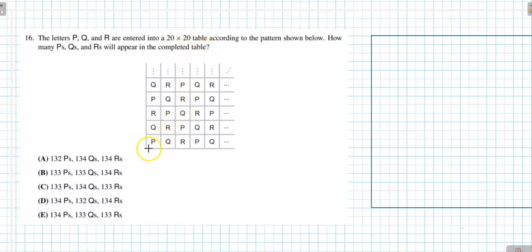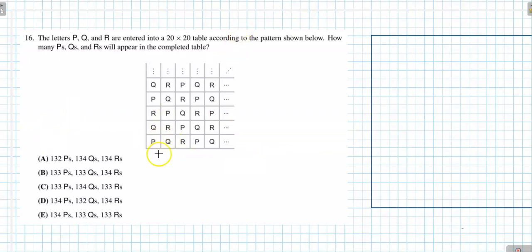So we are going to start from the bottom left corner. It's going to start with PQR, PQR. This pattern will continue from here, it will go PQR, PQR as well. So we can think of this one PQR as a set, a chunk. So how many characters are there? 3.